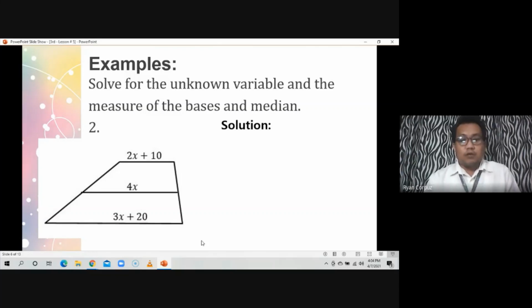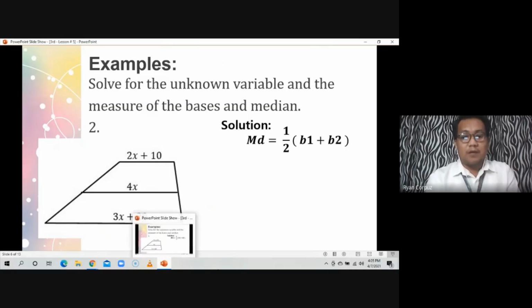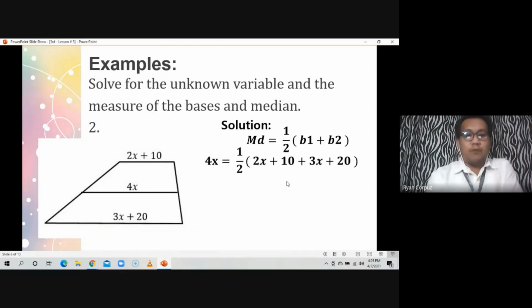So the first thing we are going to do is to solve for the value of x. Paano natin gagawin yon? Still, we are going to make use of the same formula by just simply substituting these given values in the given trapezoid here. So, isa-substitute lang natin siya to the given formula. So, the median is 4x. The bases are 2x plus 10 and 3x plus 20. So, just substitute it. So, we come up with 4x.